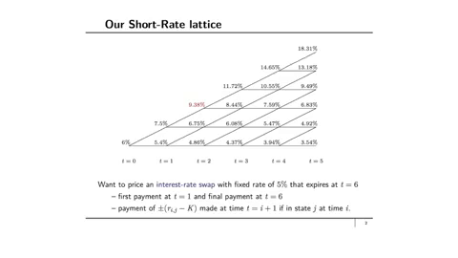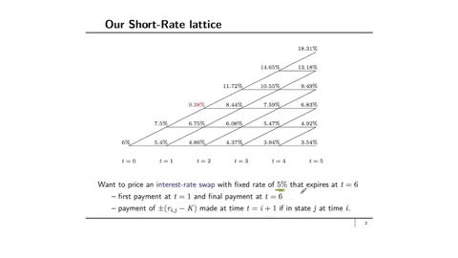So here again is our familiar short rate lattice. We've seen it now many times, beginning at R equal to 6%, rising by a factor of U equals 1.25, or falling by a factor of D equals 0.9. What we want to do initially in this module is to price an interest rate swap with a fixed rate of 5% that expires at T equals 6. The first payment will occur at T equal to 1, and the final payment will occur at T equal to 6.